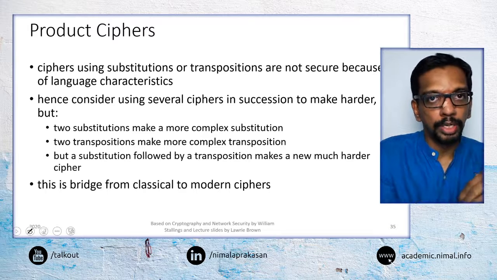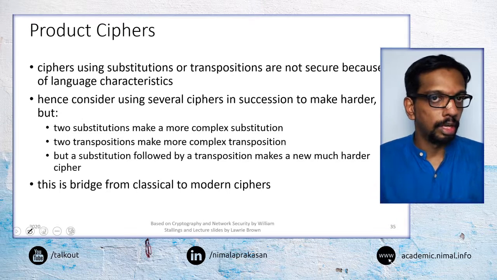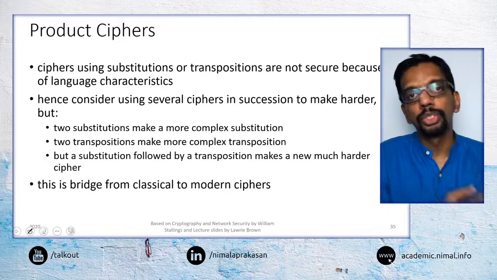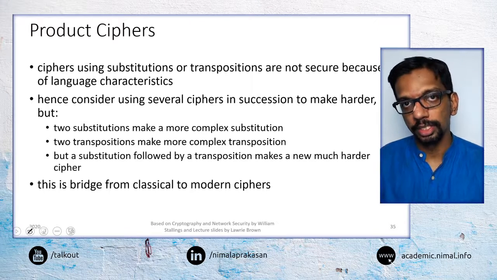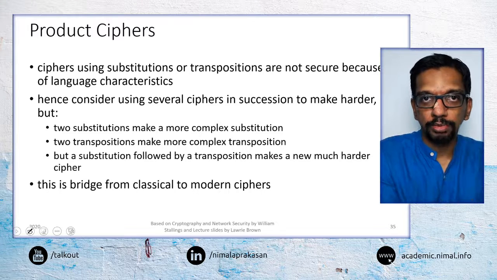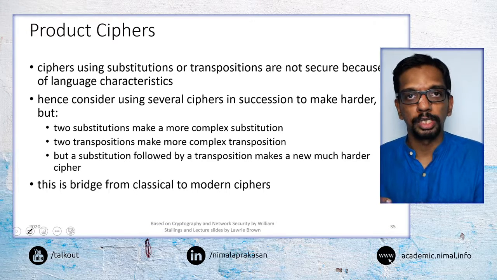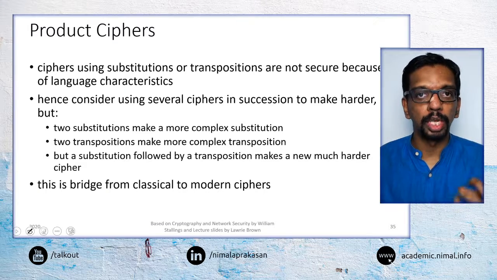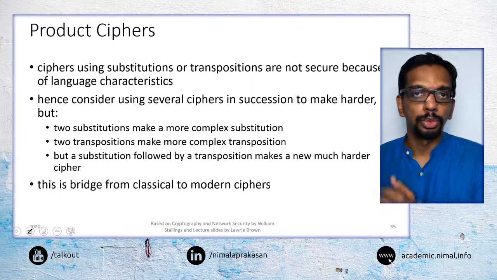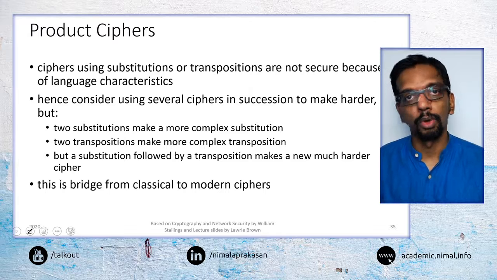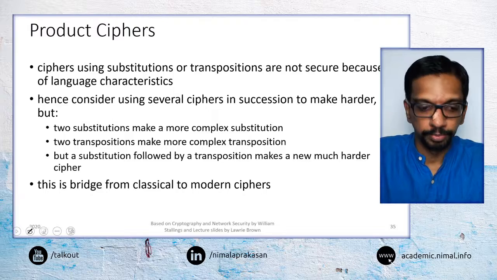This type of approach, combining multiple methods together, is a bridge to thinking about modern ciphers. We'll talk about modern ciphers in the upcoming lessons, but if we can combine some of these classical approaches, we get a much more complex situation that is much harder to break, much harder to guess, and in many ways more secure. And this leads to some approaches that we consider modern ciphers or modern techniques in encryption.